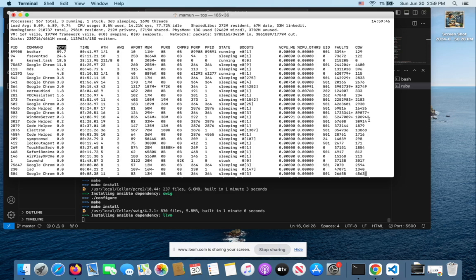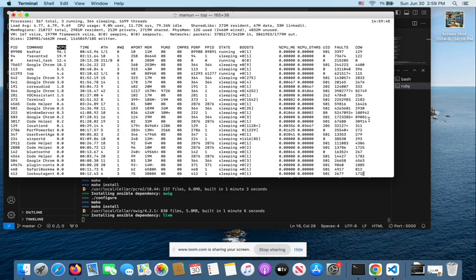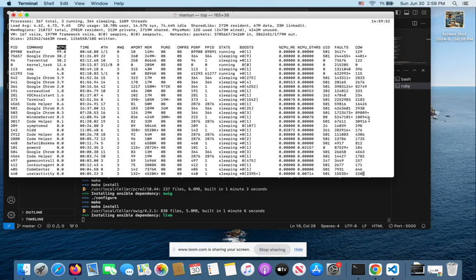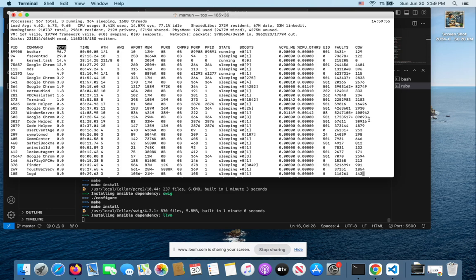So anyway, the question for the interview would be, how can you tell if your machine is CPU bound or memory bound? This would be a good way to find that out.